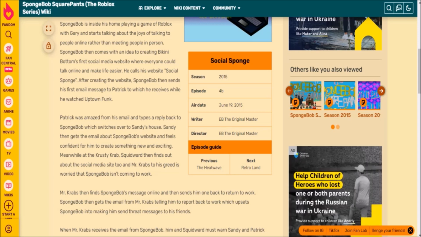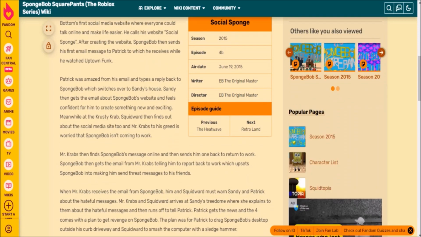Patrick was amazed from his email and types a reply back to SpongeBob, which switches over to Sandy's house. Sandy then gets the email about SpongeBob's website and feels confident for him to create something new and exciting.